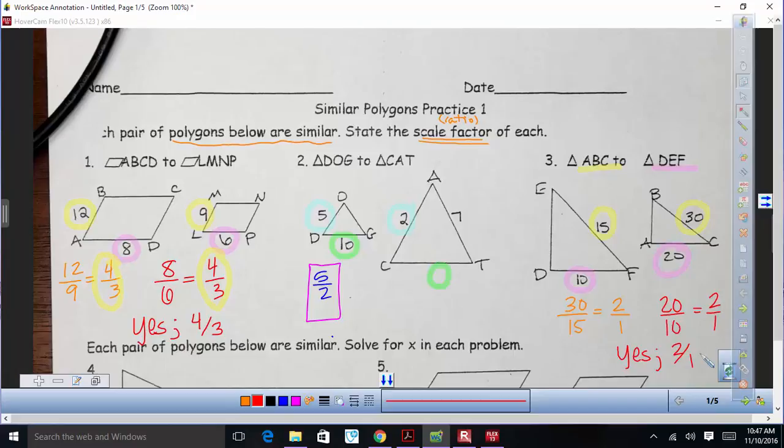You always want to write your scale factor as a fraction, or sometimes you see it with the colon. You have to have a number. You couldn't just do 2 colon and then not do anything. So you always want to put it over 1.